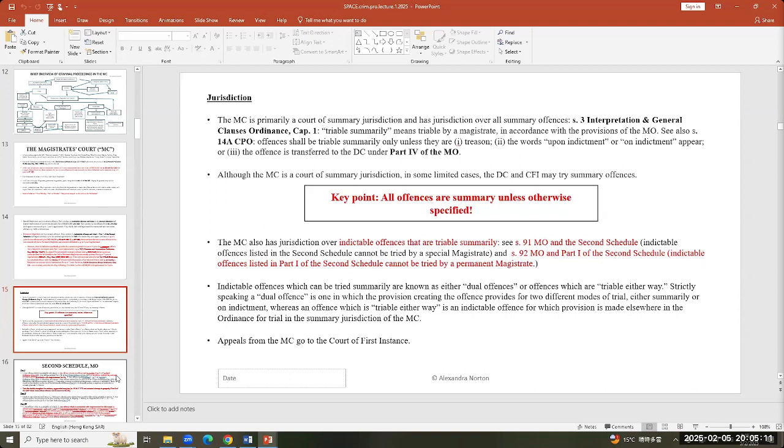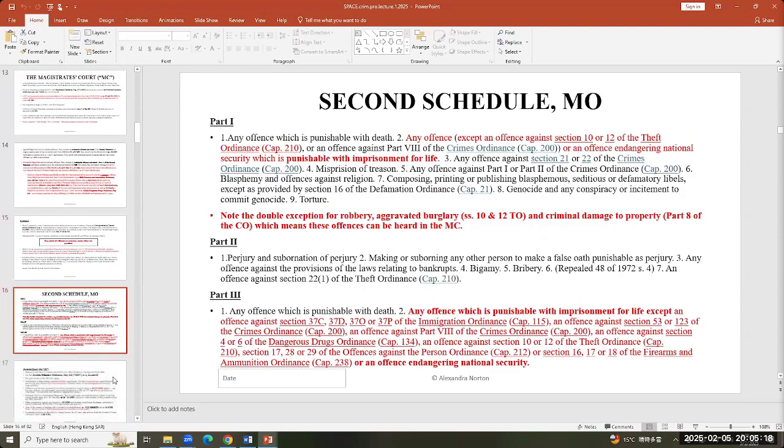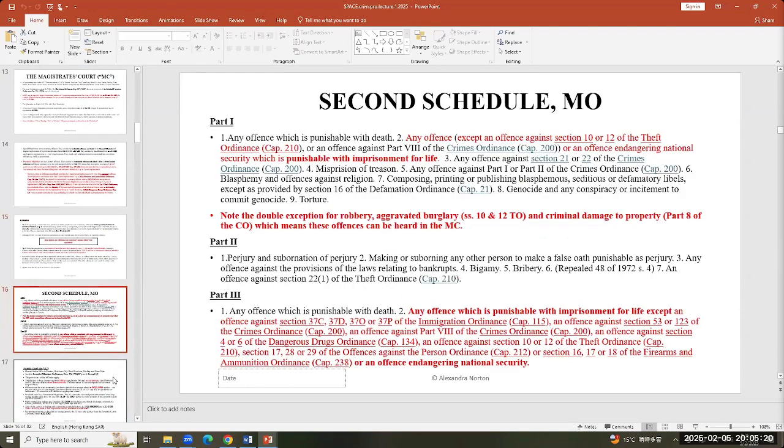So the magistrate's ordinance, unfortunately, is very long. You go all the way to the back, and then you find the second schedule. So I've summarized it for you here. Well, I haven't summarized it. I've copied and pasted it for you to make it really easy for you. Here's what the second schedule says.